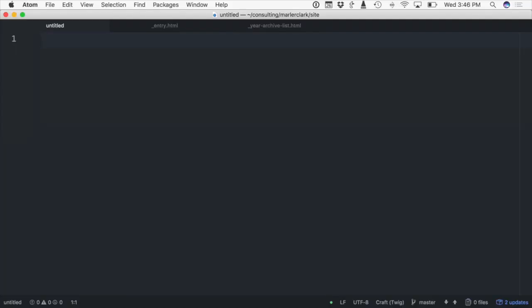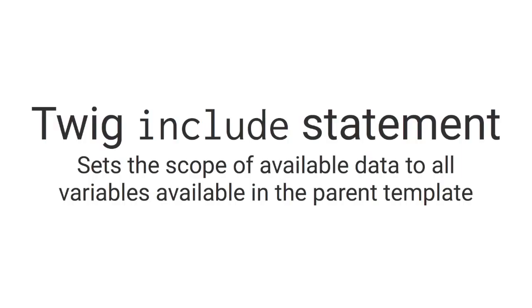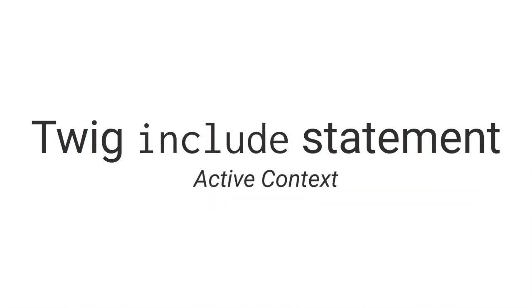Let's first talk about the default scope, or what Twig calls the active context. By default, the Twig include statement sets the scope of available data to all variables that are available globally in the parent template. And this is what's known in Twig parlance as active context.